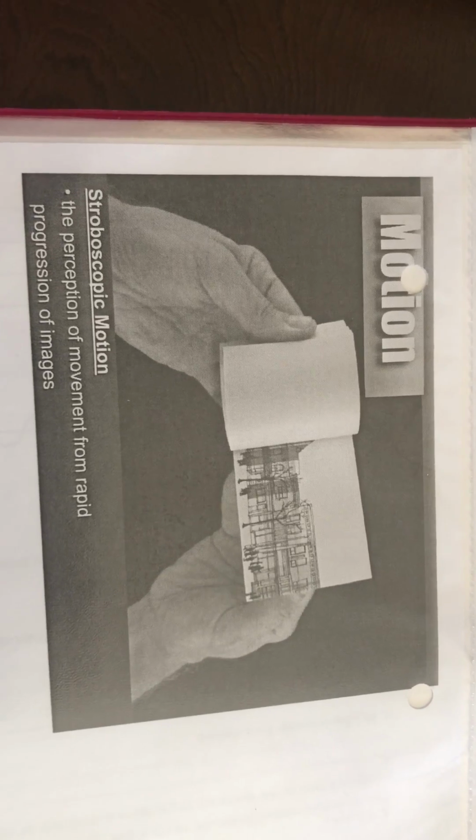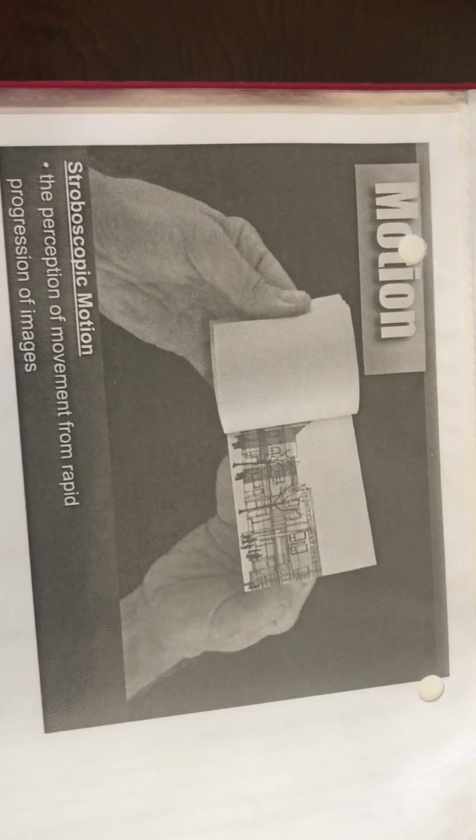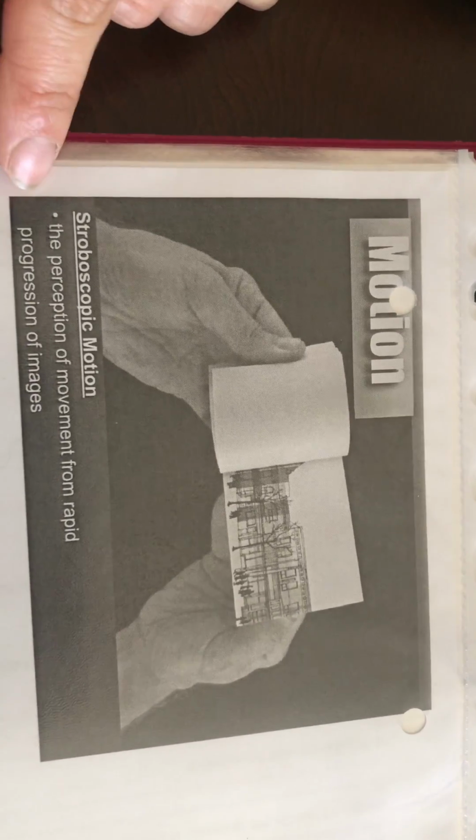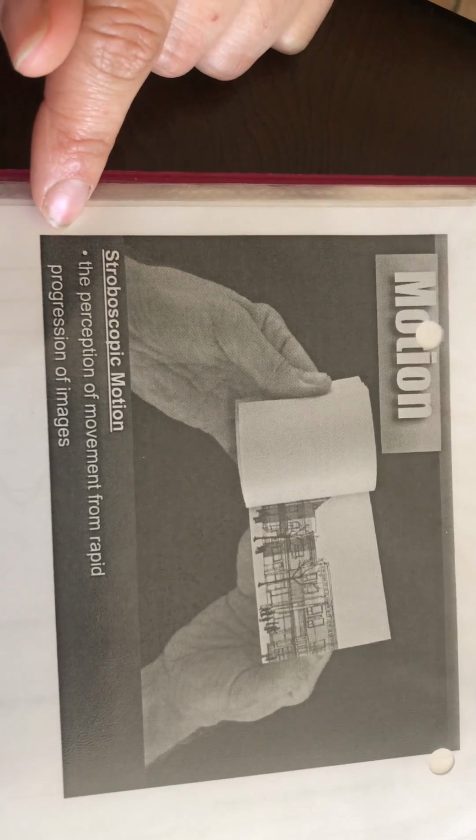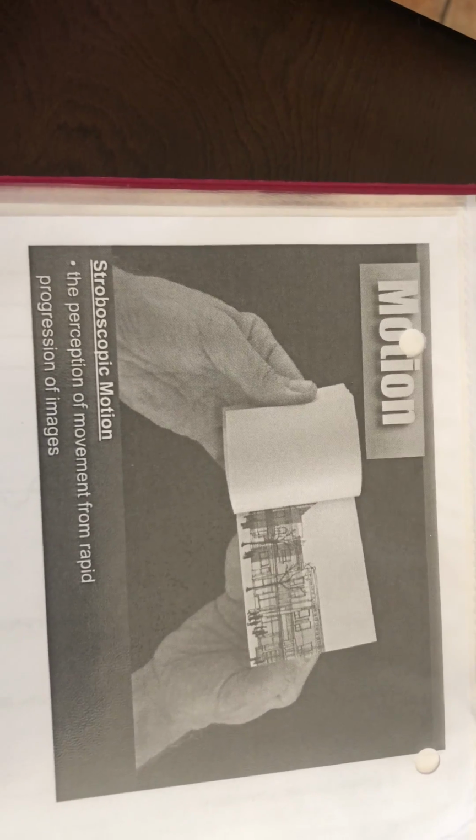And the last thing we talked about was stroboscopic motion. So this is kind of like those flip books you see where you flip the pages really fast, and because it's moving, it looks like it's creating an image that is moving. So the perception of movement from rapid progression of images, kind of like a stop motion video.